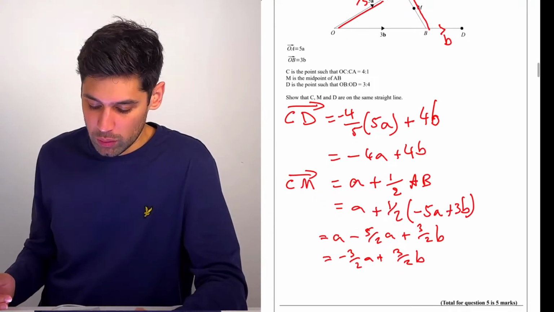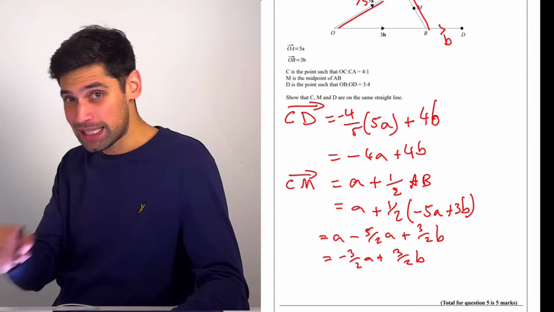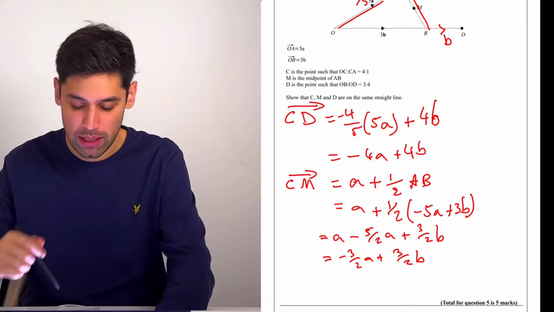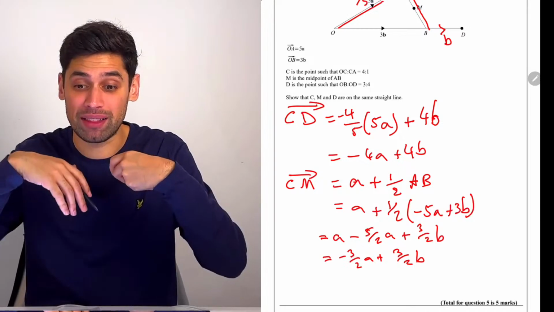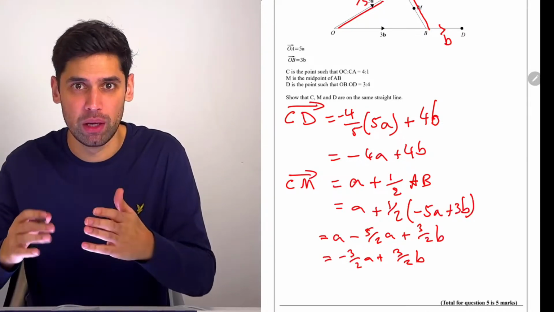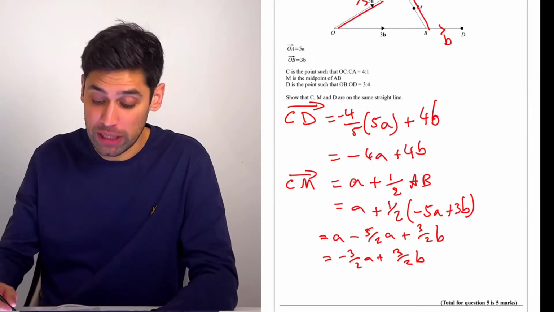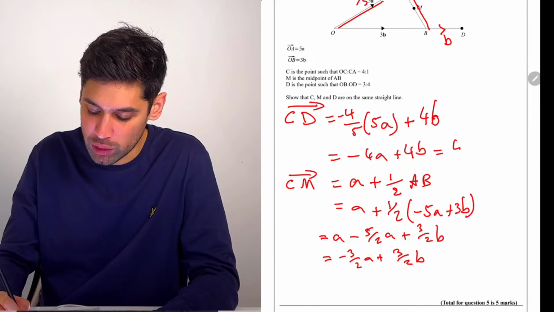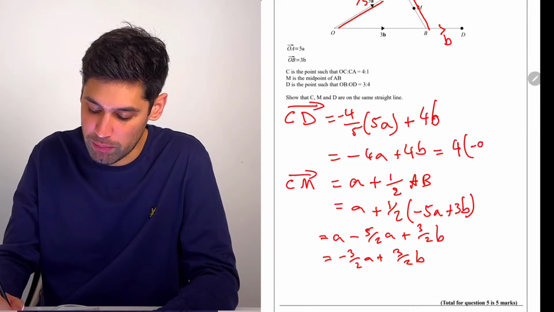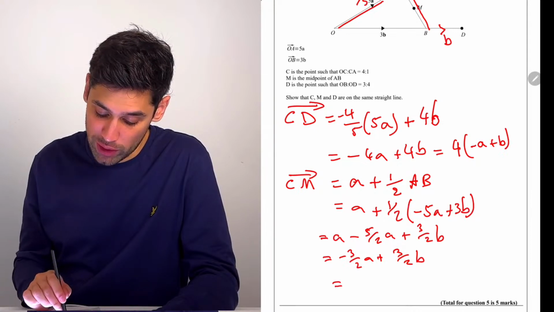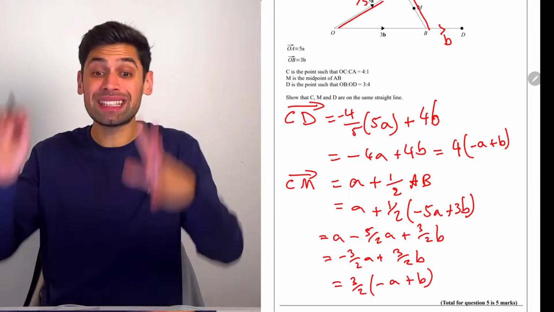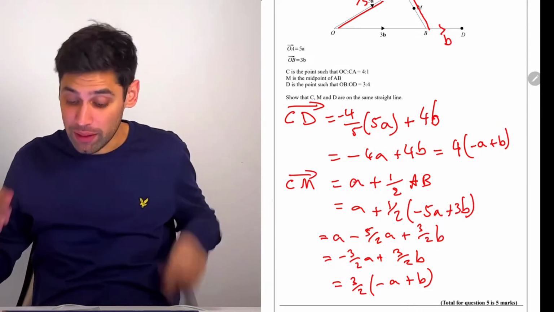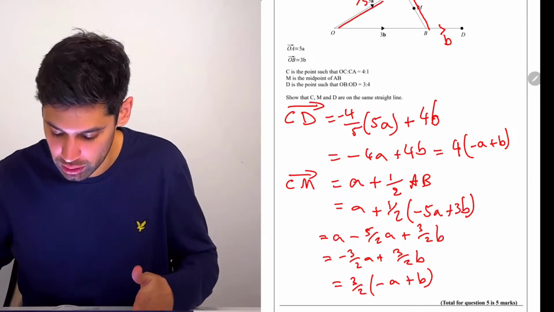So what have we got here? Well, what's already looking good is that C to D is minus 4A plus 4B, and C to M is minus 3 over 2A plus 3 over 2B, in that the numbers are the same. So that's a good sign. So let's factorize them. Let's take 4 out of this one, simply because we can. We're going to be left with minus A plus B. And if we take 3 over 2 out of this one, we're going to be left with minus A plus B. So once again, what we've proven is that these two vectors are multiples of each other.